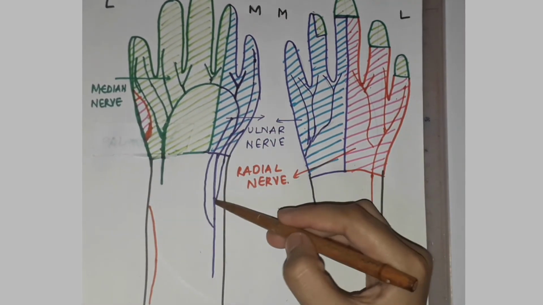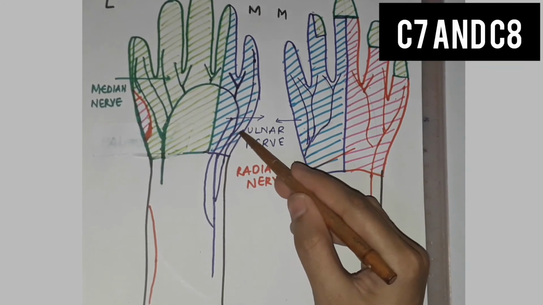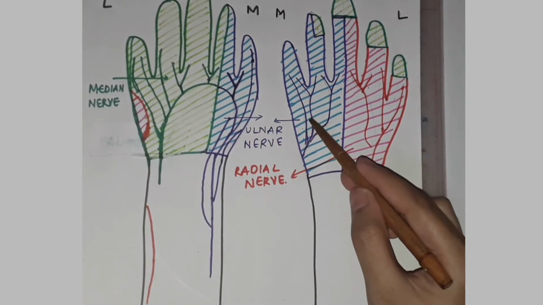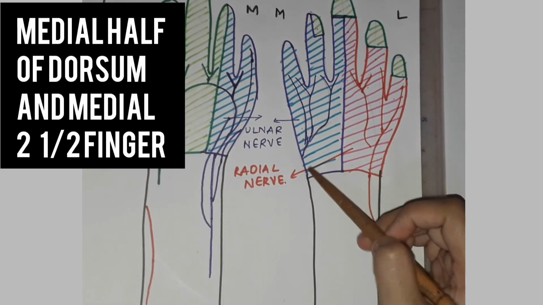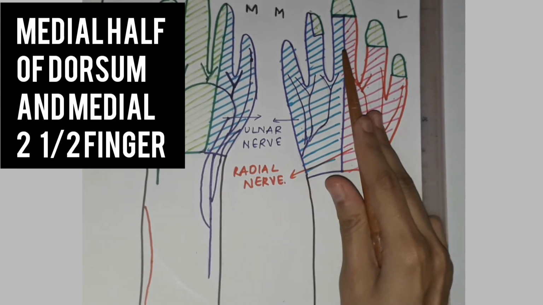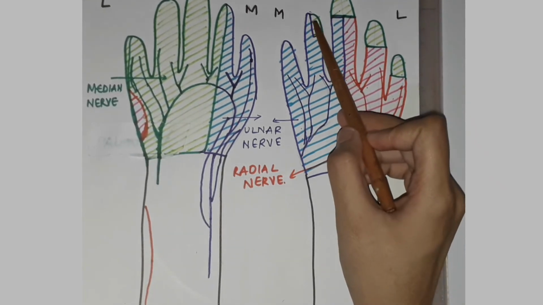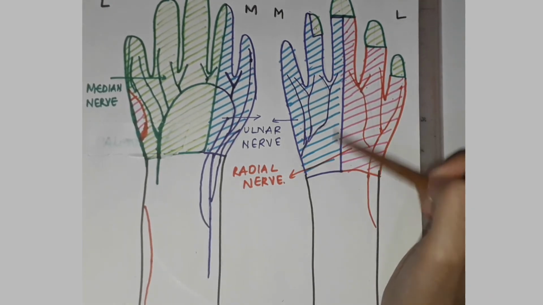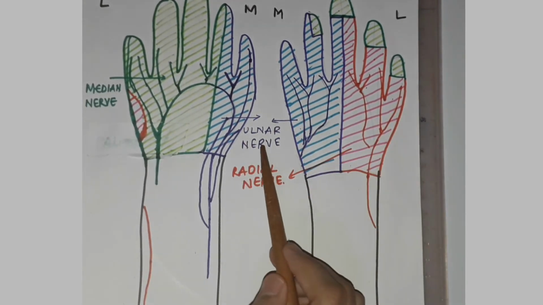The third branch is the dorsal branch of the ulnar nerve with a root value of C7 and C8. It passes backwards to divide into three or more branches, and it supplies the medial half of the back of the hand and the skin on the dorsal aspect of the medial 2.5 fingers. Note that the distal dorsal aspects of the digits are supplied by the median nerve. So this entire area, which is represented in blue color, is the area supplied by the ulnar nerve.